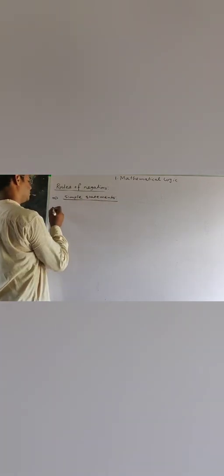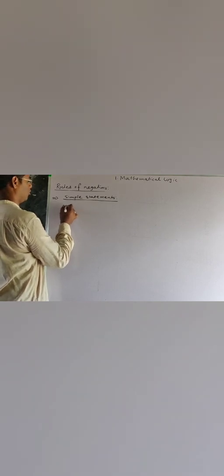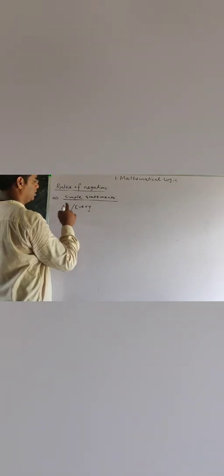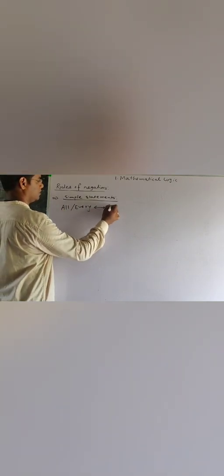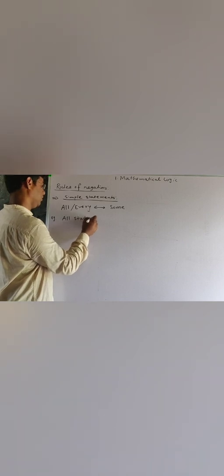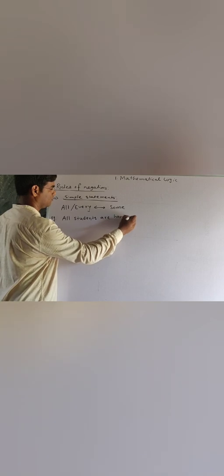In simple statements, suppose we have the words all or every. Then while writing the negation of a simple statement, these words are replaced by the word some, and some is replaced by all and every. For example, all students are hardworking.